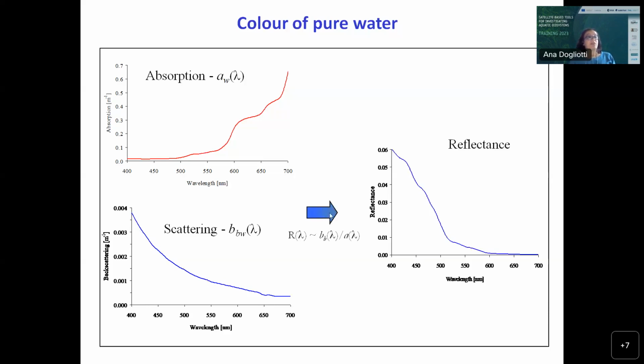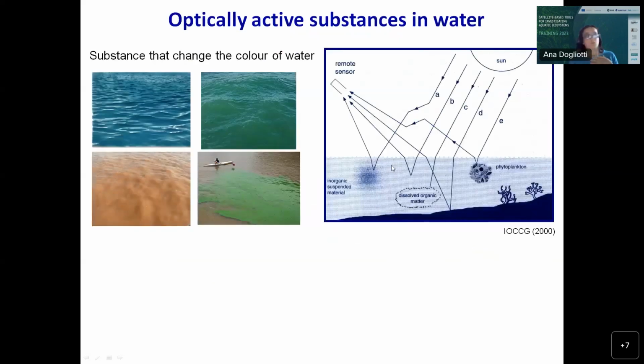So if we have this approximation of the reflectance being the backscattering over absorption, we can see the reflectance of just water has a peak in the blue because of the relation between absorption and backscattering at a given wavelength. So this is just an example of this relation in a simple case, which is the water. Okay, we know how pure water reflectance looks like, but what we want to see is the change in its color.